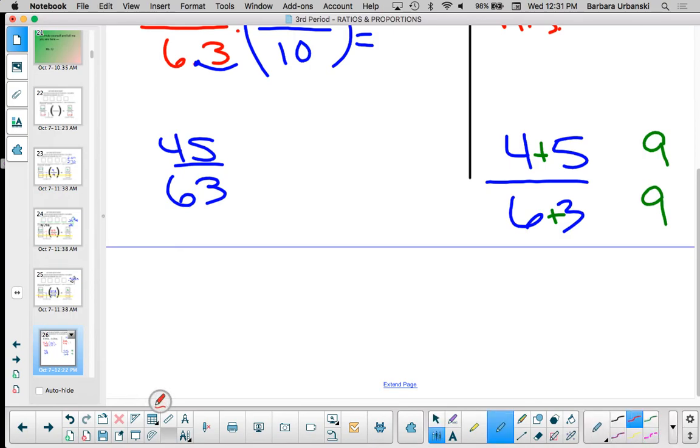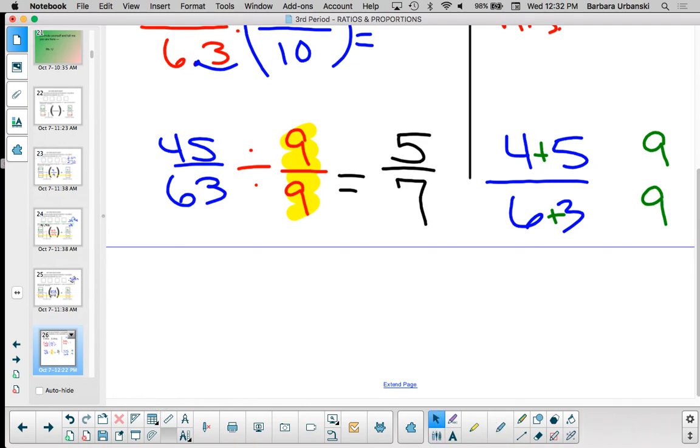So I'm going to divide the numerator by 9 and the denominator by 9, because 9 over 9 has a value of 1. We can divide or multiply any value by 1 and keep its value. Identity property. So now we're going to do our division. 45 divided by 9 is going to equal 5, and 63 divided by 9 is going to give us 7. 5 sevenths would end up being your answer.